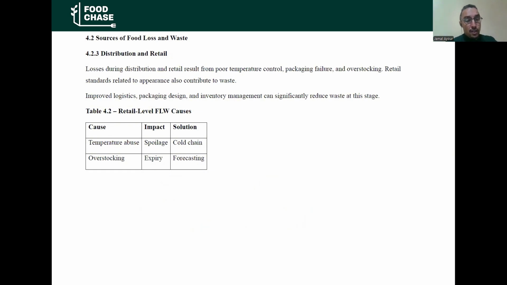Distribution and retail is one of the principal sources of food loss in different industries, caused in general by different parameters such as temperature abuse or overstocking, or some parameters in industry regarding pressure, regarding hygiene, for example, also. All this causes food loss.